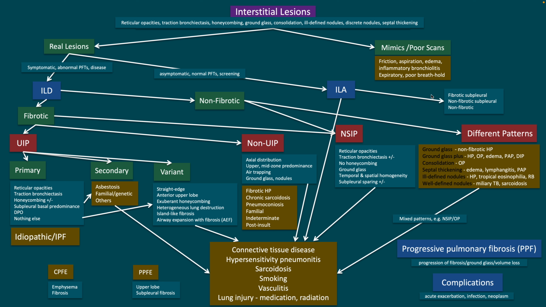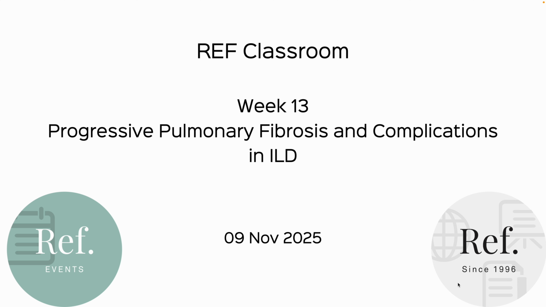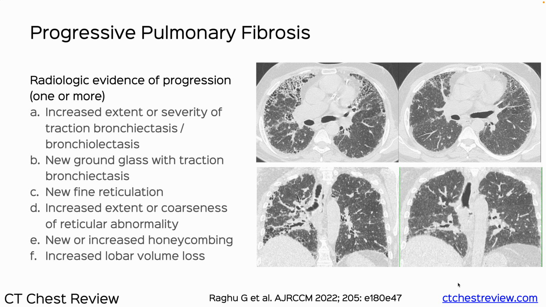Lastly, we will look at what happens to all of these conditions when they progress, and what are the ways in which to pick up progressive pulmonary fibrosis. And we will look at the various complications. All of these conditions can have acute exacerbation, they can have superadded infection like tuberculosis, other bacterial infections, and there is an increased incidence of malignancy in patients with IPF and some other ILDs. And we'll discuss those in week 13, where we look at PPF and complications in ILD.